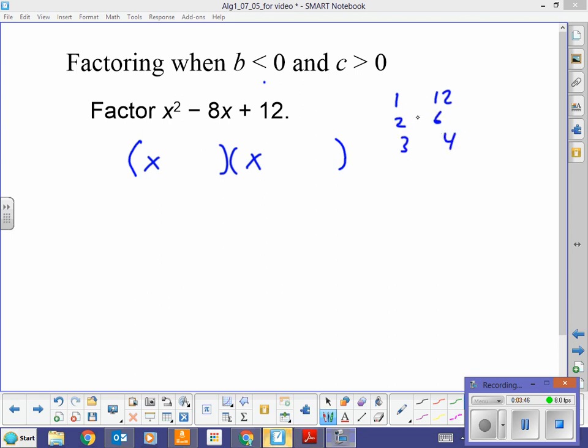Well, 2 plus 6 is 8. And what makes that easy for us is that negative 2 and negative 6 equal negative 8, which is what I'm looking for. So x minus 2 and then x minus 6. That's my factored form of this polynomial. All right? So far, so good. If you're not sure, just back this up and watch it another time and you'll get it.